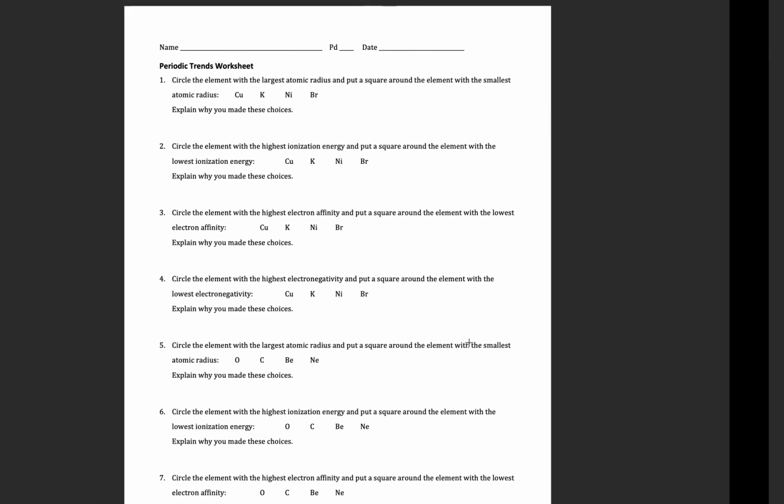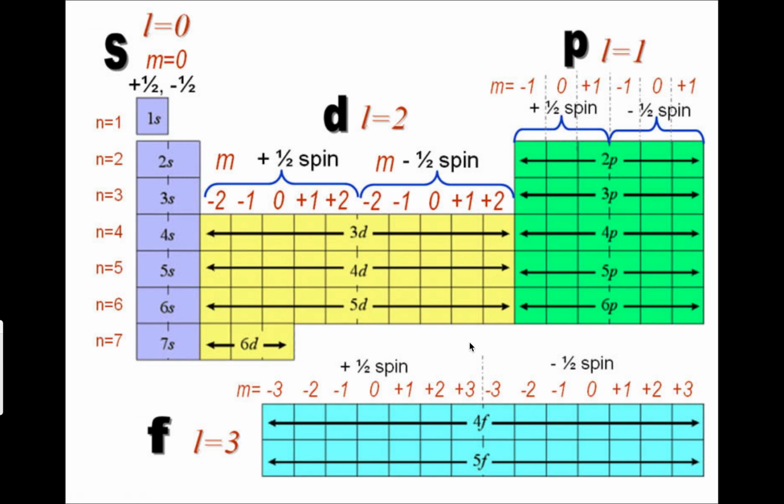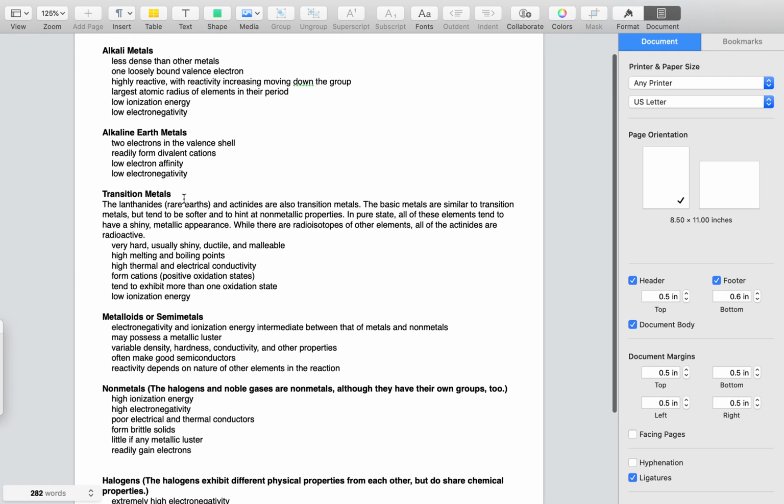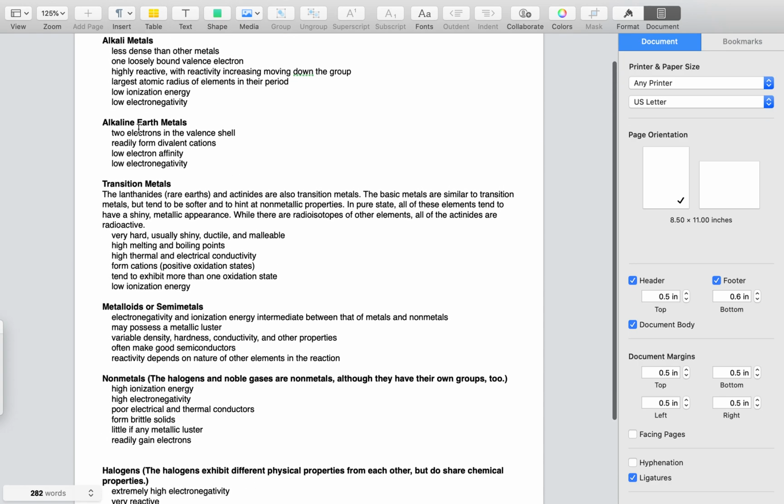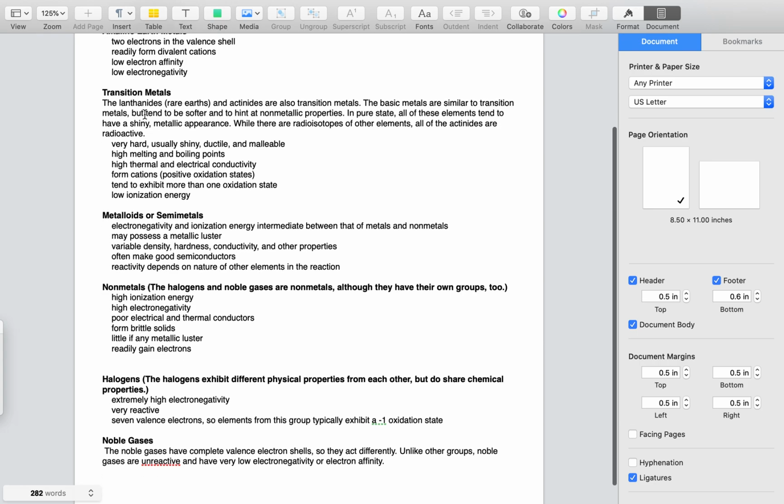But I do want to look here before we get into the periodic trends. This right here is the properties as I was mentioning. For example, that first group, alkali metals, they're less dense than other metals. One loosely bound valence electron, highly reactive, largest atomic radius, and low ionization energy, low electronegativity, of course, because it's all the way to the left. All right? So you can look through those. They're important to familiarize yourself with, okay?